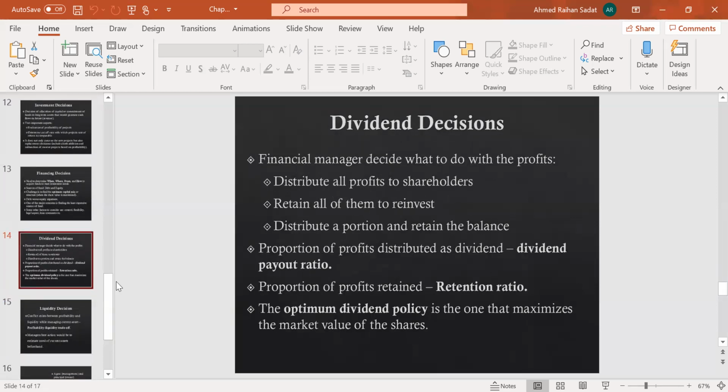Then there comes the dividend decision. What it means is the financial manager decides what to do with the profit. First, we pay dividend, or we retain some part of the profit for future investments. So the management can do three things: distribute all profit to shareholders as dividend, retain all of it, or do it in a proportion. Usually, the third option is the best option that they take into consideration.